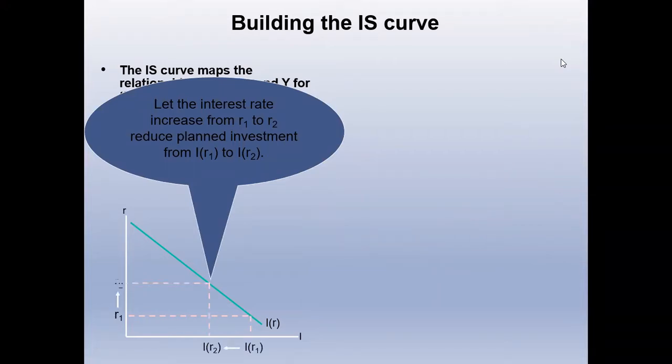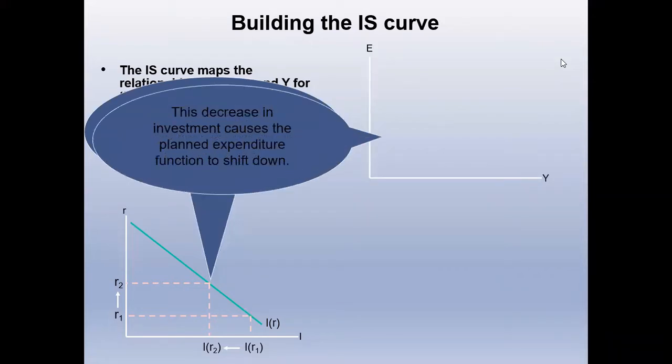I will change the interest rate and will make it higher. If the interest rate becomes higher, this reduces the planned investment. Why? Because people are going to save more. And this decreased investment causes the planned expenditure function to shift down.